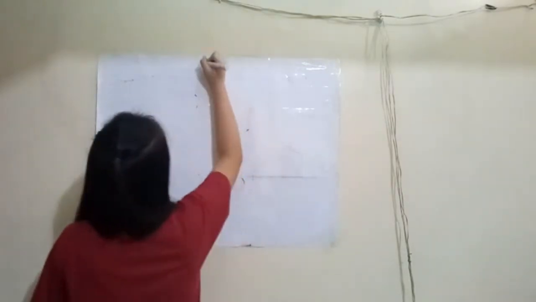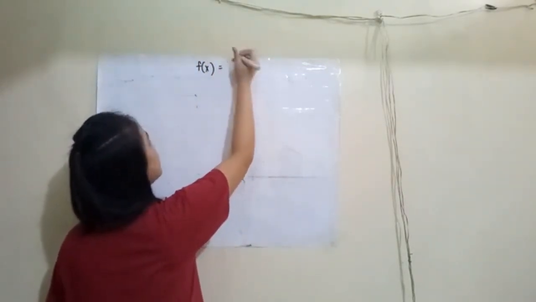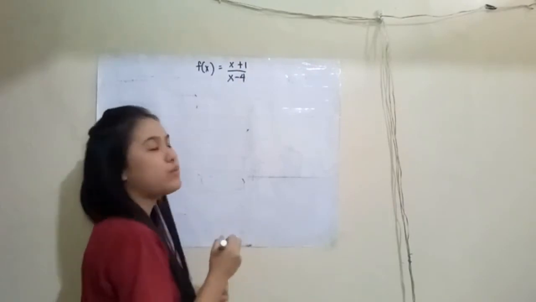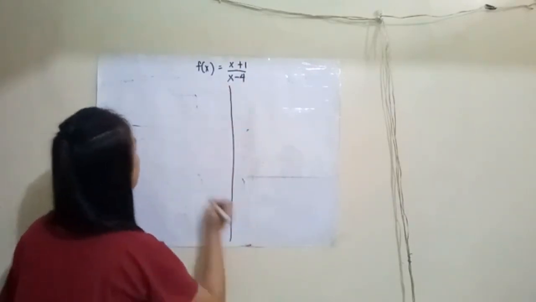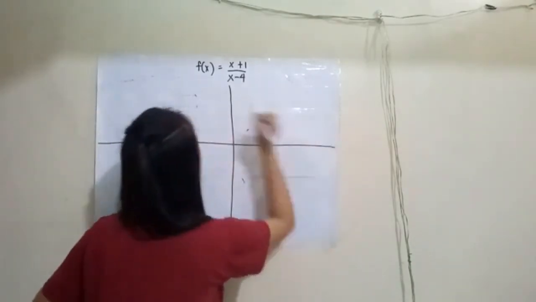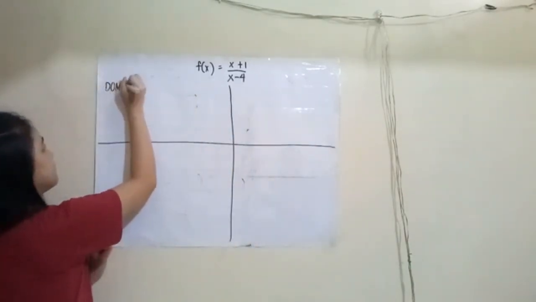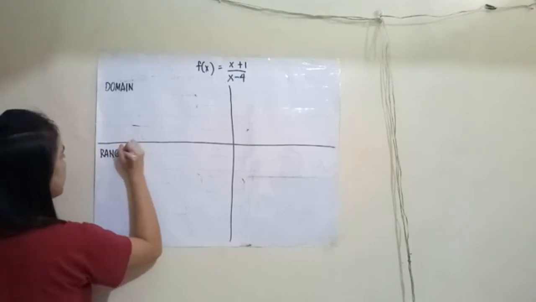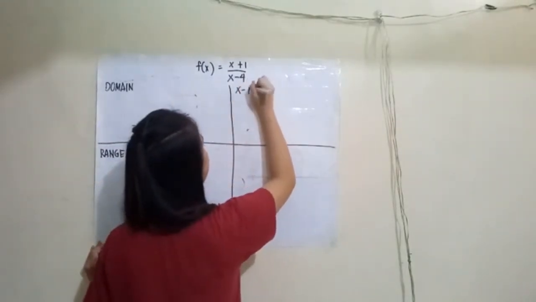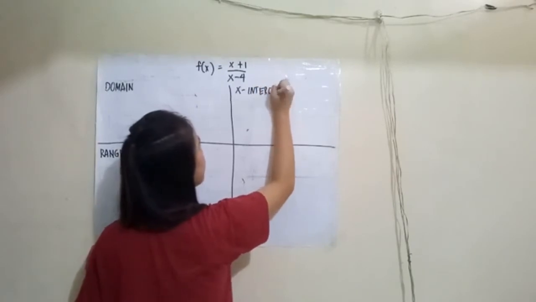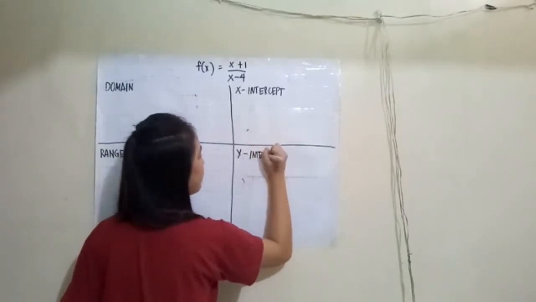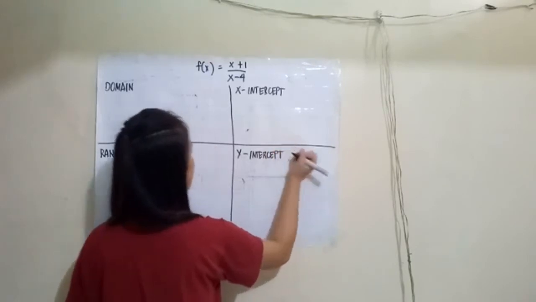So given the rational function f of x is equal to x plus 1 all over x minus 4, we will find the domain, range, the x-intercept, and y-intercept. First is the domain.